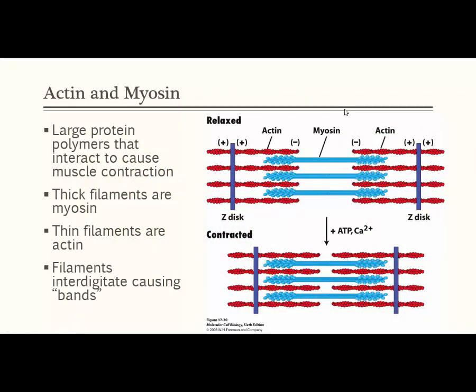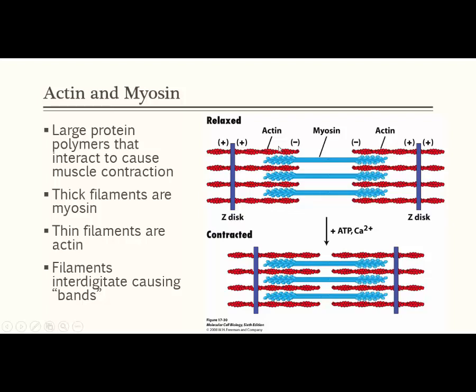Actin and myosin are protein polymers, so they are large proteins that are polymerized into fibers, and the actin attaches to a proteinaceous structure called the Z-disc. And the actin fibers, which are the thinner fibers, are fixed on the Z-disc. The myosin fibers, which are the thicker fibers, are intercalated with the actin fibers, so they are between the actin fibers, and they have interactions with the actin fibers.